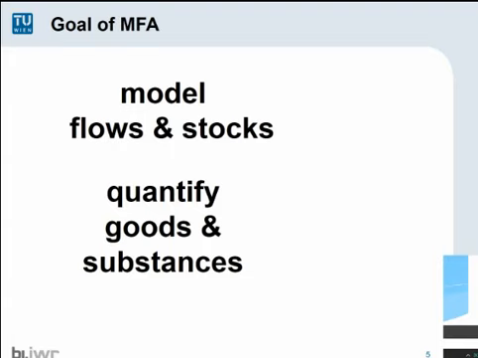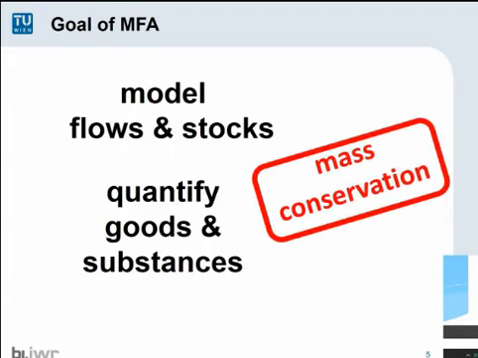And the most important constraint when you're doing material flow analysis is that you have to obey the law of mass conservation. So material cannot appear or disappear within your system. So there has to be a conservation law. So everything that is going into a process must come out again.